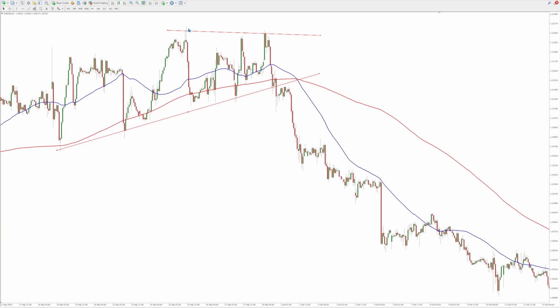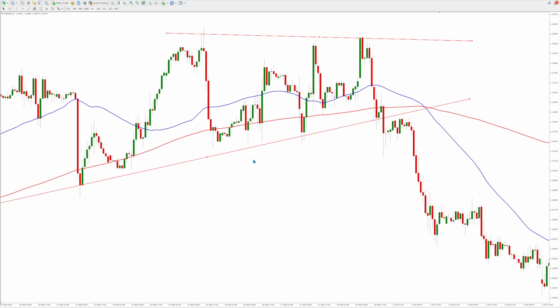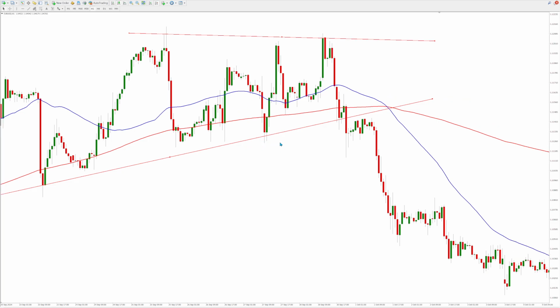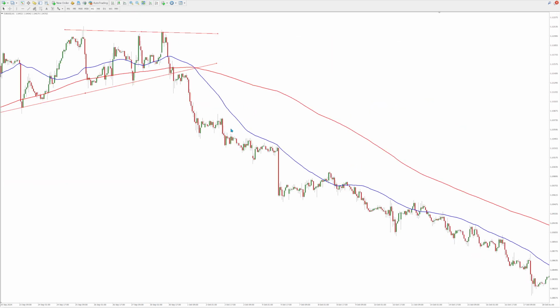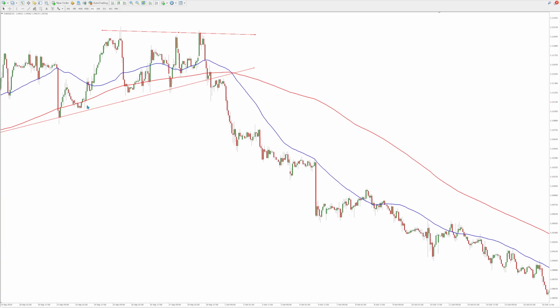Okay, but then the price starts to make these lower highs here. If we just zoom in, this is the thing: when you use too many moving averages, it can just clutter your charts. But you don't even necessarily need the moving averages just to gauge. You can just look and see the market's falling here. You can just use your eyes to see that. But we'll leave the moving averages on there.